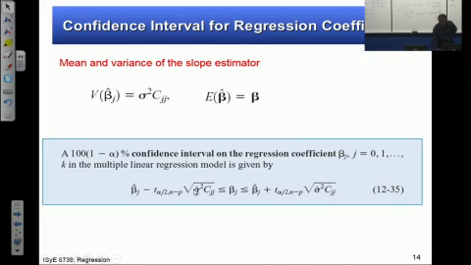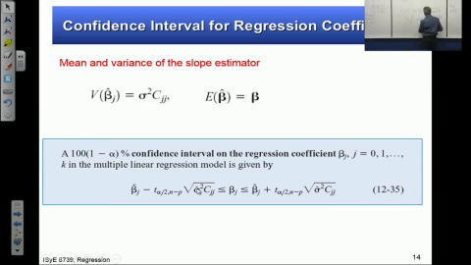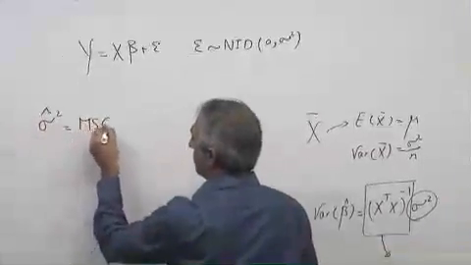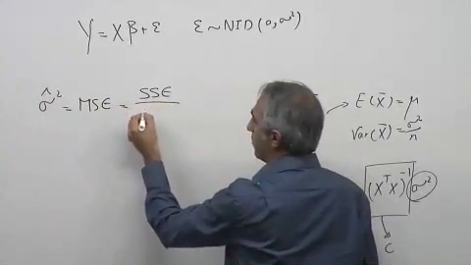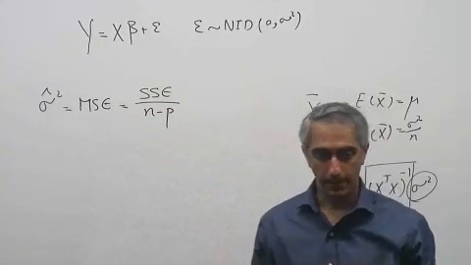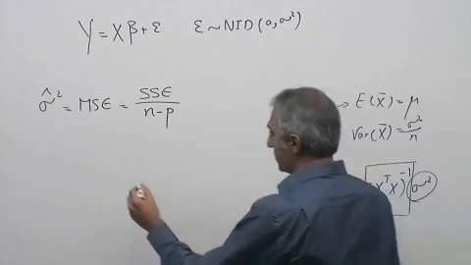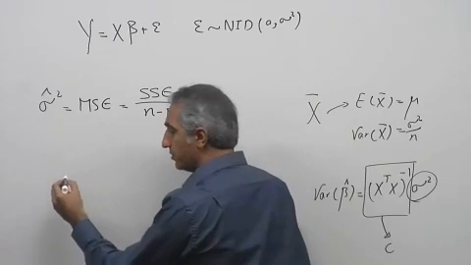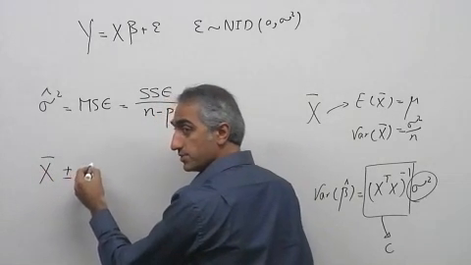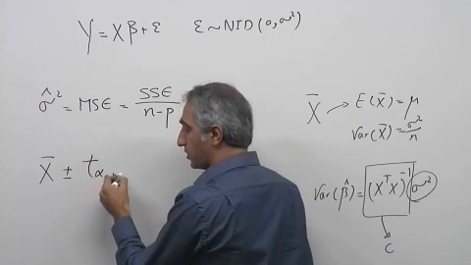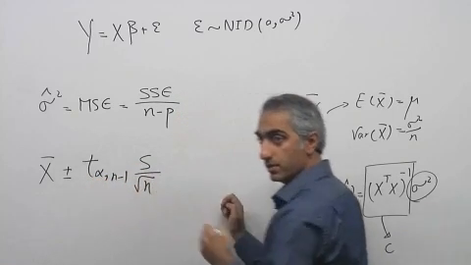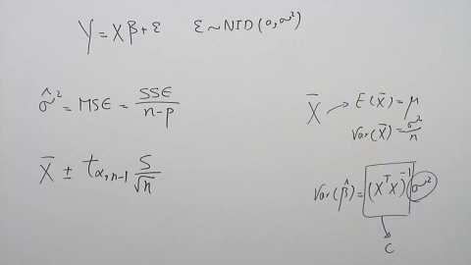Since sigma squared is not known, we estimate it with this estimator. So your sigma squared estimator is MSE, which is SSE divided by n minus p. Okay? So you remember the confidence interval when variance is not known for mu? It was x bar plus minus t alpha n minus 1 s over square root of n. You remember that? That's the confidence interval for mu.